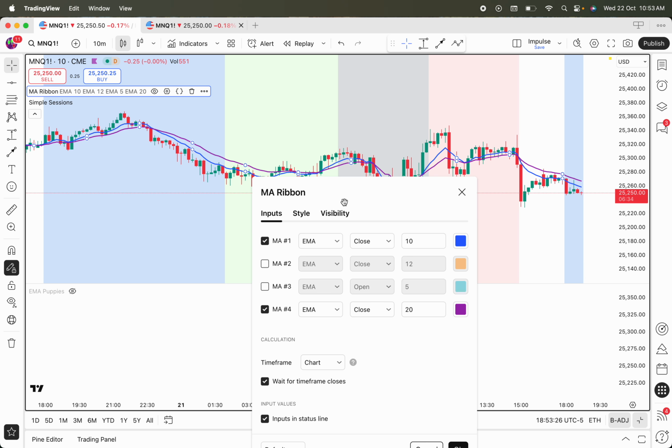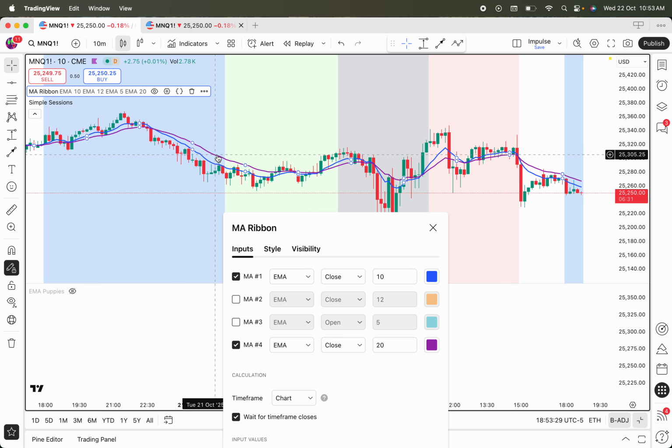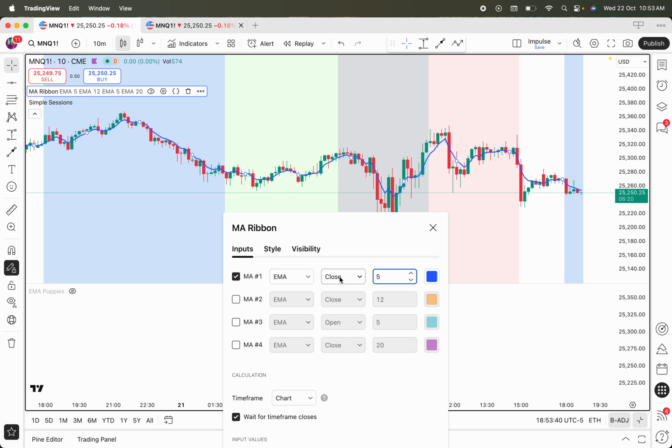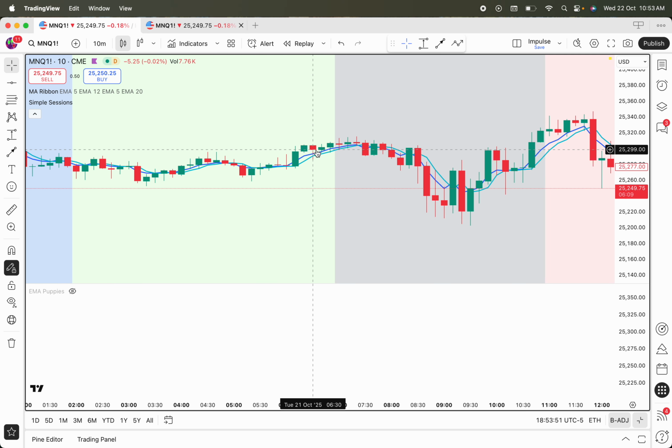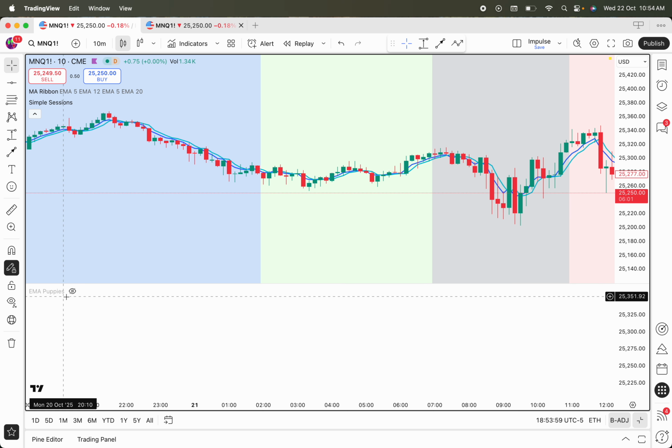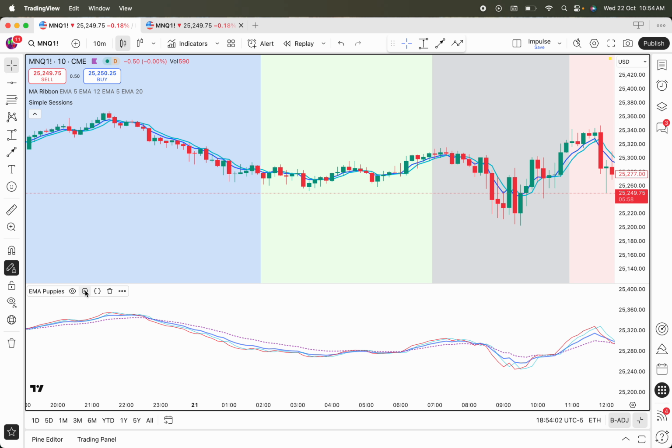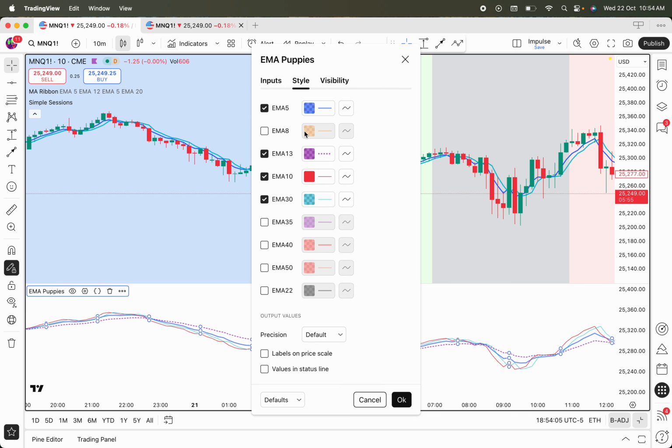So what I've done, I've just taken the moving averages, the 10 and the 20, off my chart, okay? And instead, I've put a 5 EMA on the close of the bar, and a 5 EMA on the open of the bar. And you can see here, the close of the bar is the blue, and the open of the bar is this aqua, light blue, I'll call it, okay?